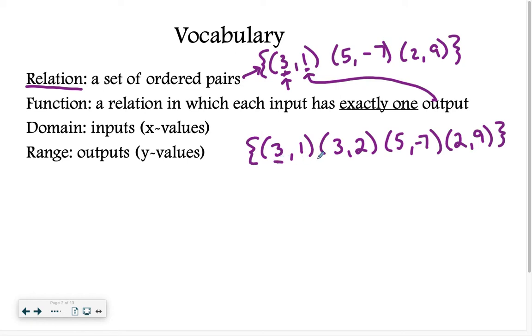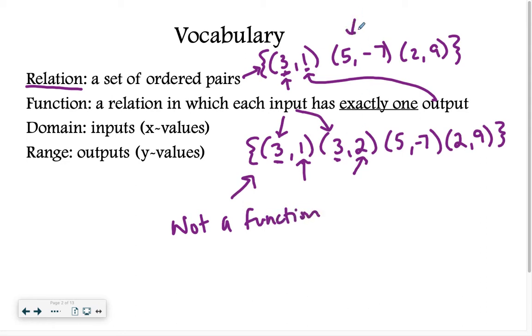Do you see how I have the same input? I have a 3 here and a 3 here, but we have two different outputs. So this would be an example of not a function, whereas this top one would be a function. Okay, and we're going to talk more about that in just a minute.